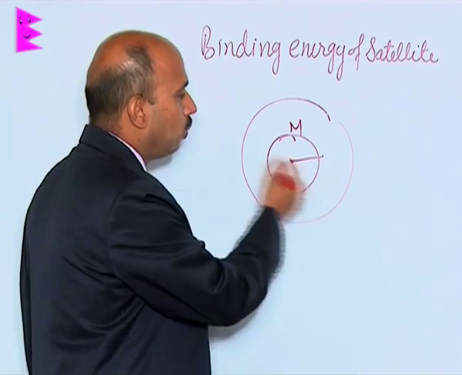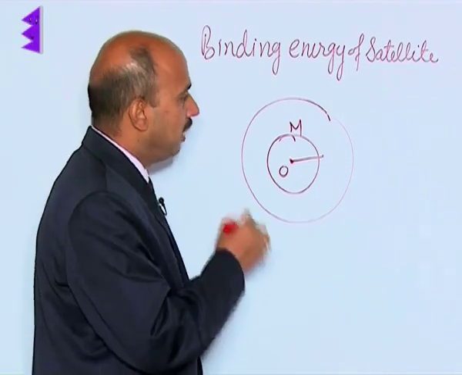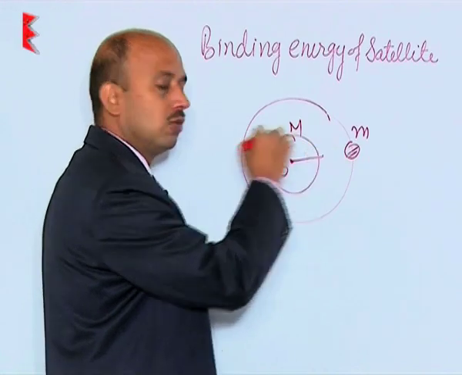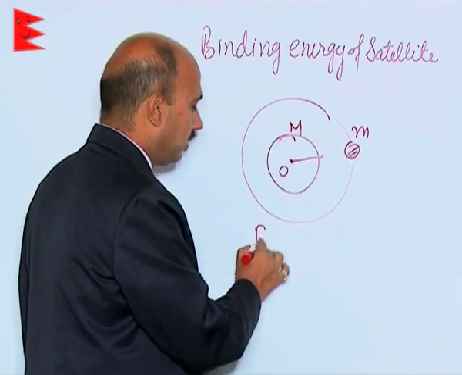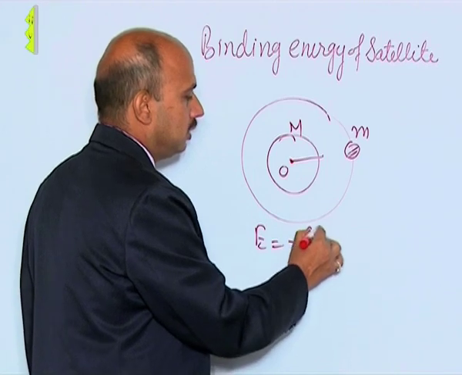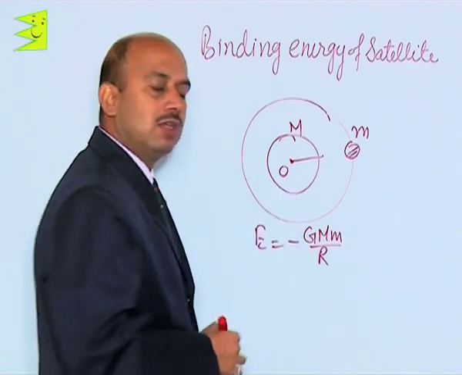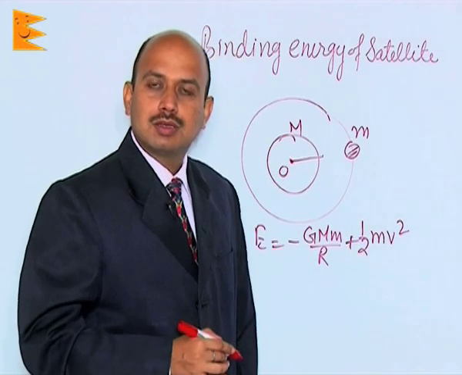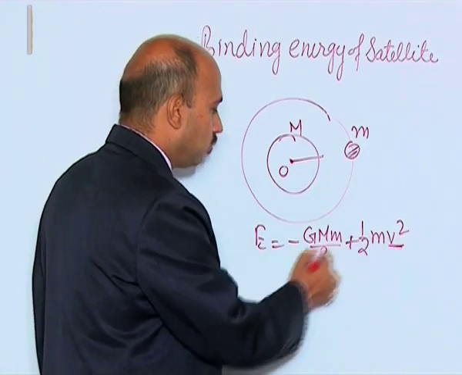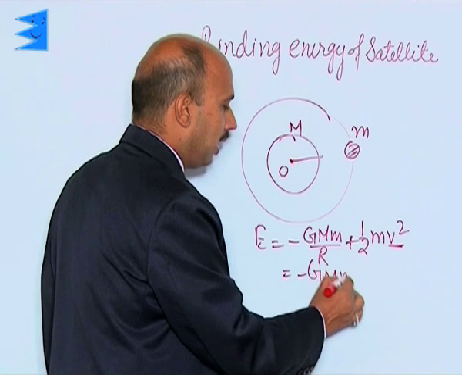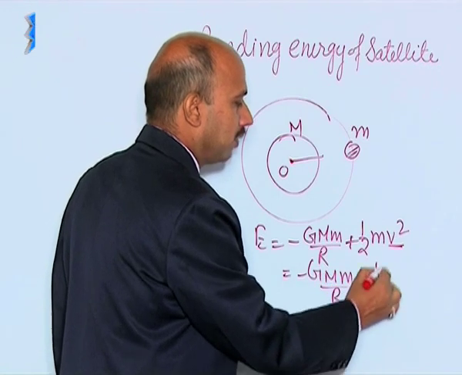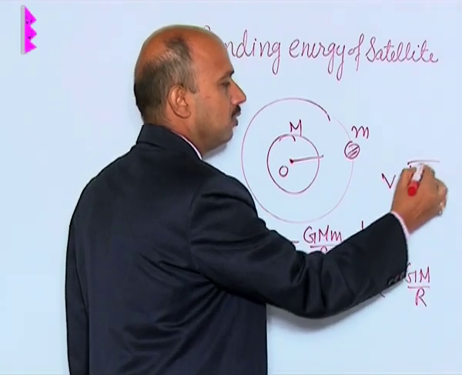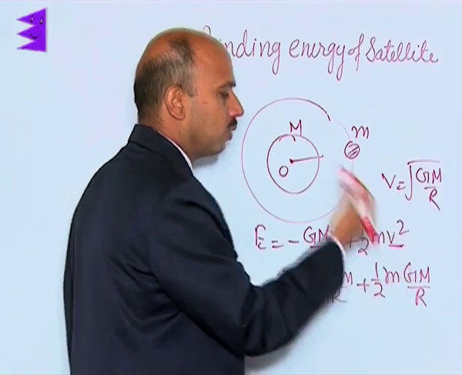Then we can write the total energy of the satellite. See here, this concept is very important for solving numericals. So when the satellite of mass m is revolving very close to the surface of earth, then total energy can be written as -GMm/r, that is the potential energy of the satellite, plus half mv², that is the kinetic energy of the satellite. v is here the orbital speed, so we can write -GMm/r plus half m into GM/r, because v = √(GM/r). So v² is this much.